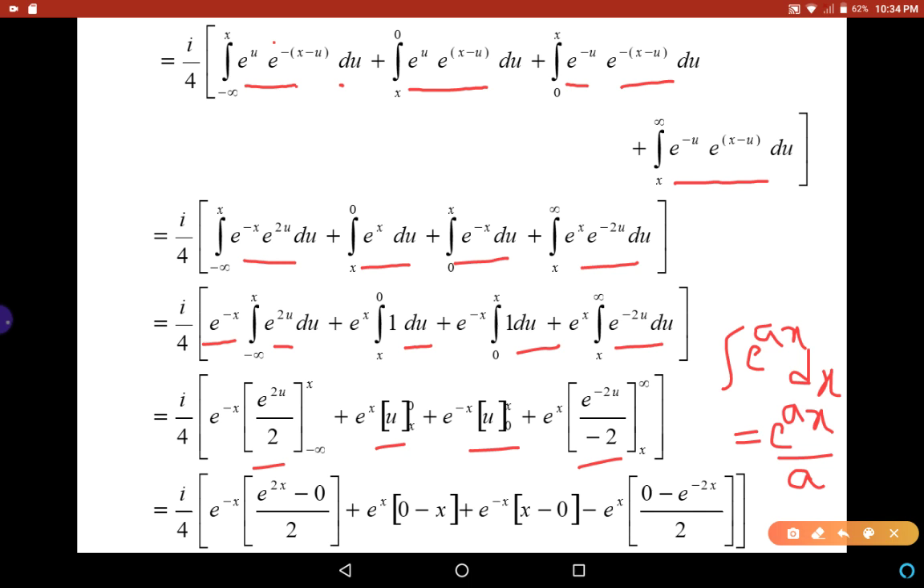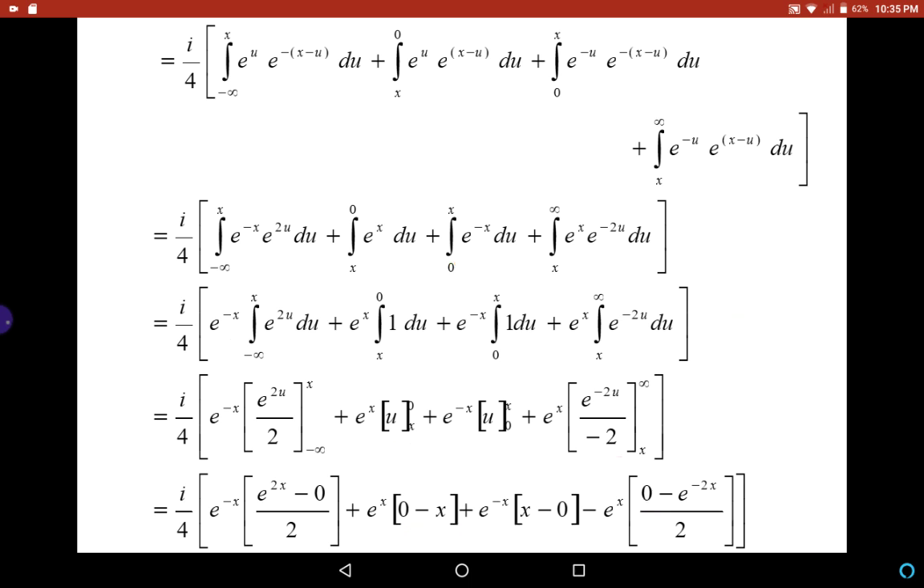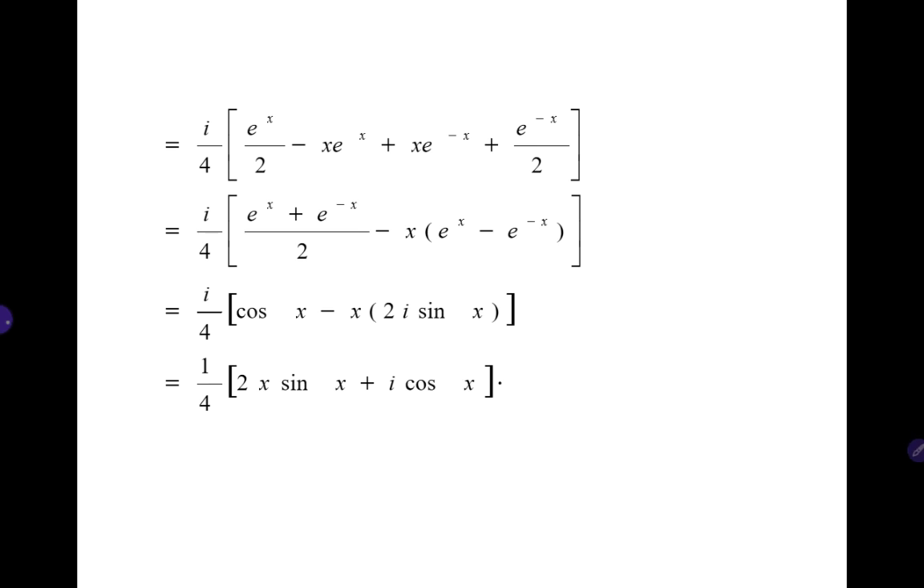Now if we substitute the limits, in the first term e power 2x minus e power minus infinity, which becomes 0 here, by 2, plus. In the second term e power x into 0 minus x, plus e power minus x into x minus 0, minus e power x into e power minus infinity, which is 0, minus e power minus 2x by 2. So after simplification, we get I by 4 times e power x by 2 minus x into e power x plus x into e power minus x plus e power minus x by 2.